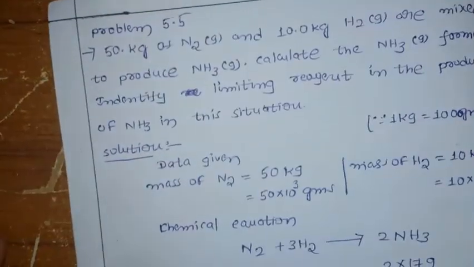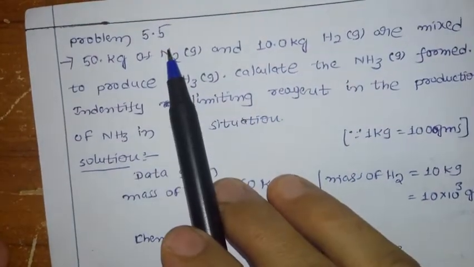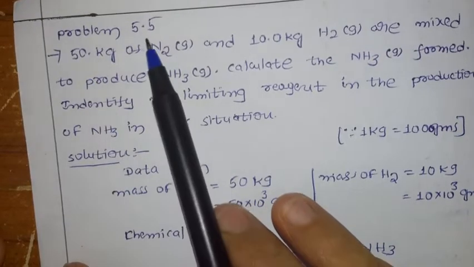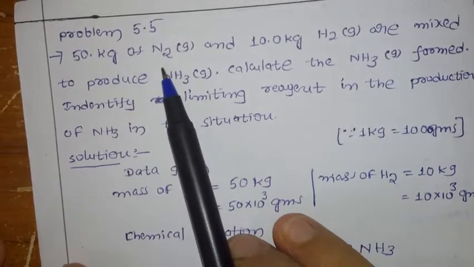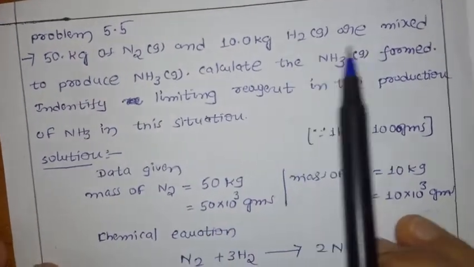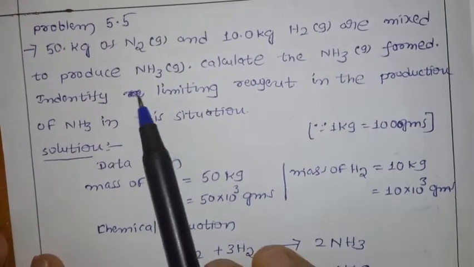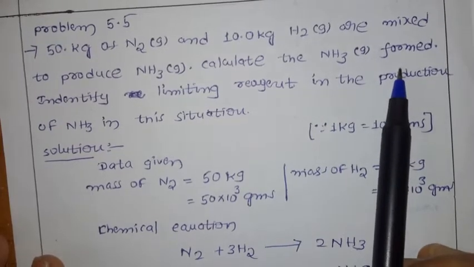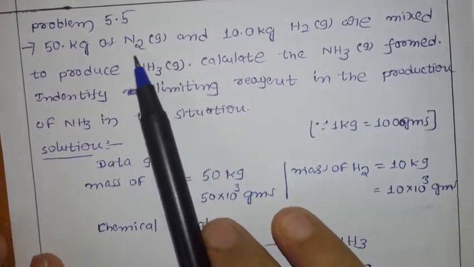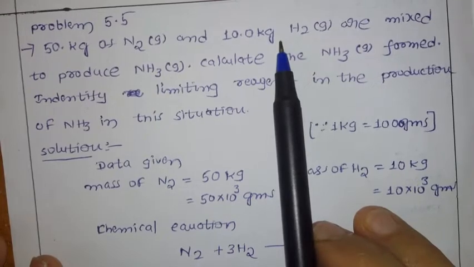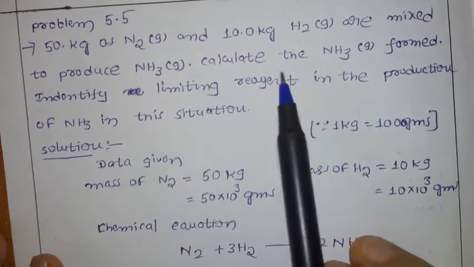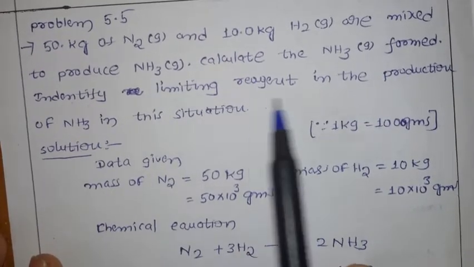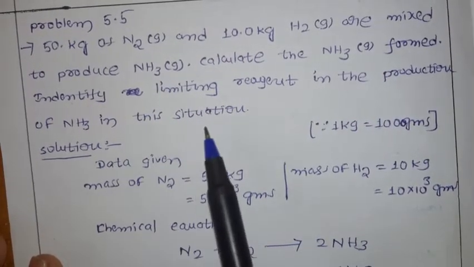In the textbook we have problem number 5.5. What is given there in the problem? Numerical problem: 50 kg of nitrogen and 10 kg of hydrogen are mixed to produce ammonia gas. Calculate the ammonia formed. Identify the limiting reagent in the production of ammonia in this situation.